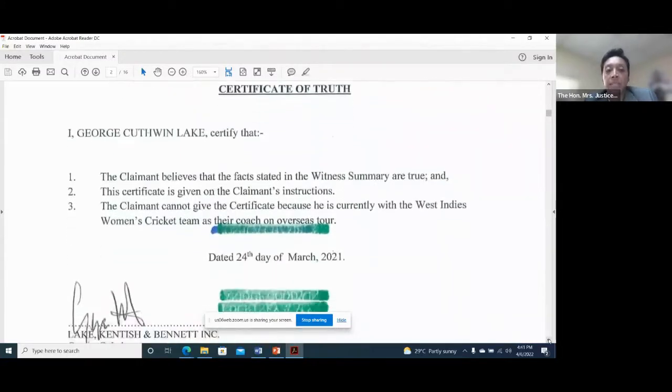So you will see that George Lake, and I believe that he is her attorney, says that the claimant believes that the facts stated in the witness summary are true, and the certificate is given on the claimant's instructions. And the claimant cannot give the certificate because she is currently with the West Indies women's cricket team as their coach on an overseas tour. And so she has indicated in her witness summary the reason why she is unable to do a witness statement. Okay, so that is an example of a witness summary.